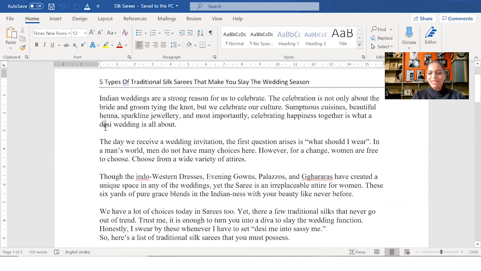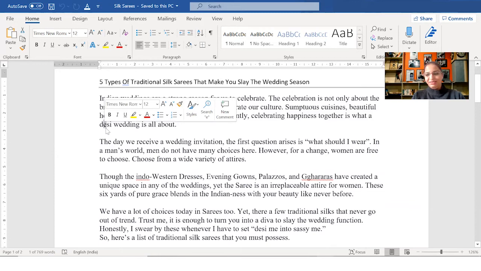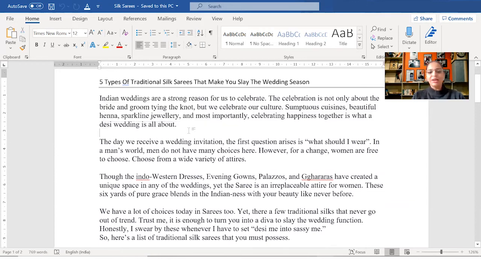So why did I use the word Desi? I could have used Indian, but in content writing the target audience is people who are going to wear saris. It's mostly women who are going to wear saris, right? And to connect with the reader, it is important that I use language that is easy for them to understand.